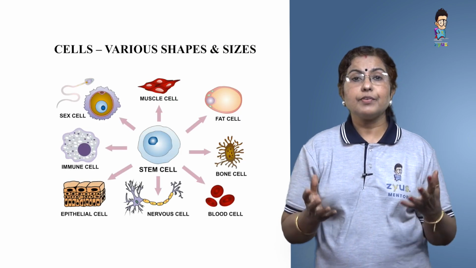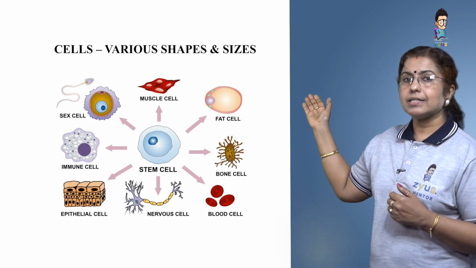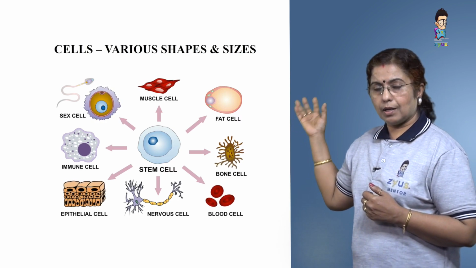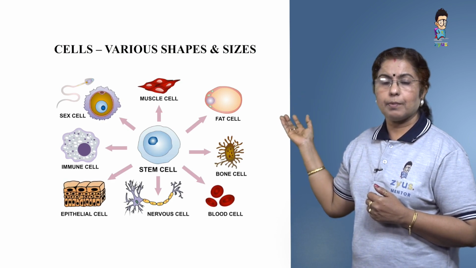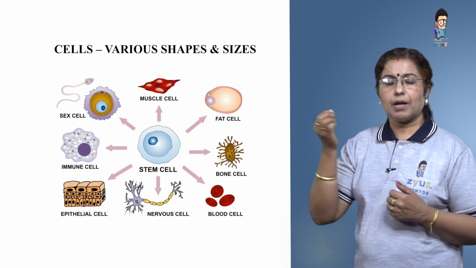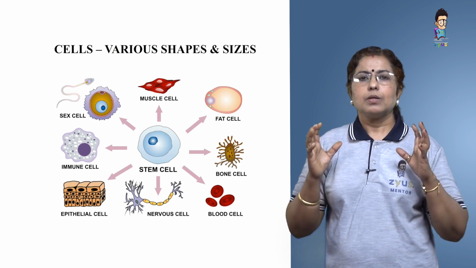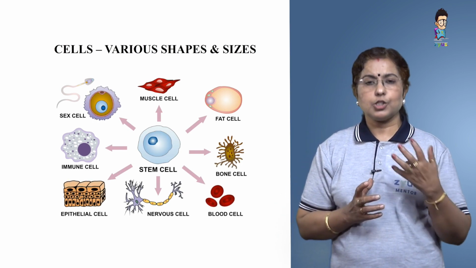Cells are of different sizes and shapes. Look at the picture here. You can see there are different types of cells over there. Some are round in shape, some are disc shape, some are oval shape, some are long, some are very short, and some are very small in shape. So you can say cells are of different sizes and shapes.